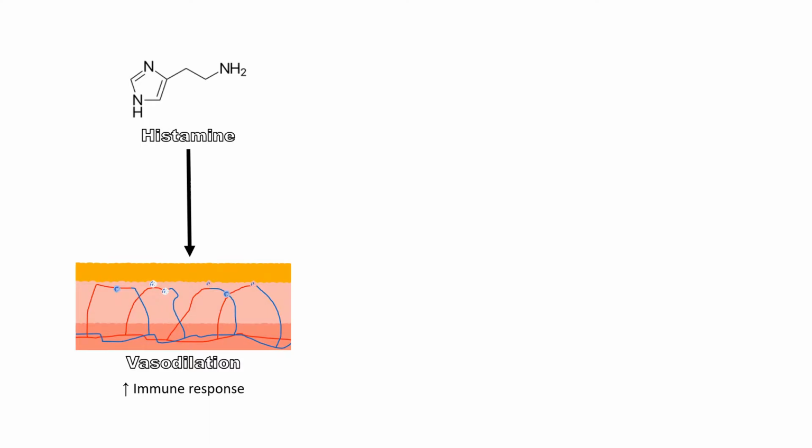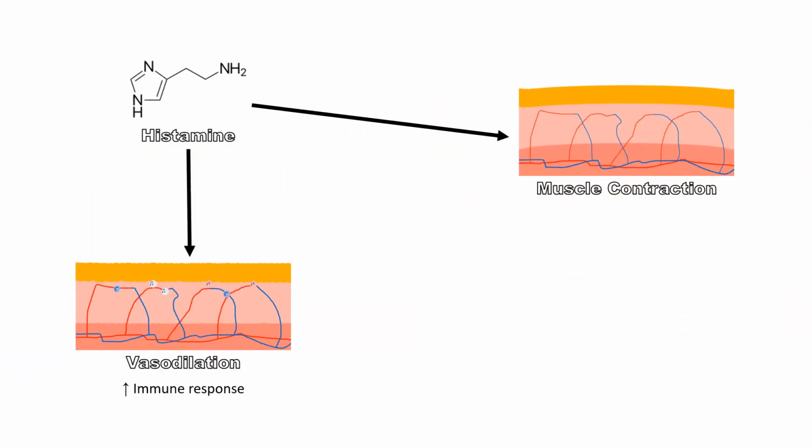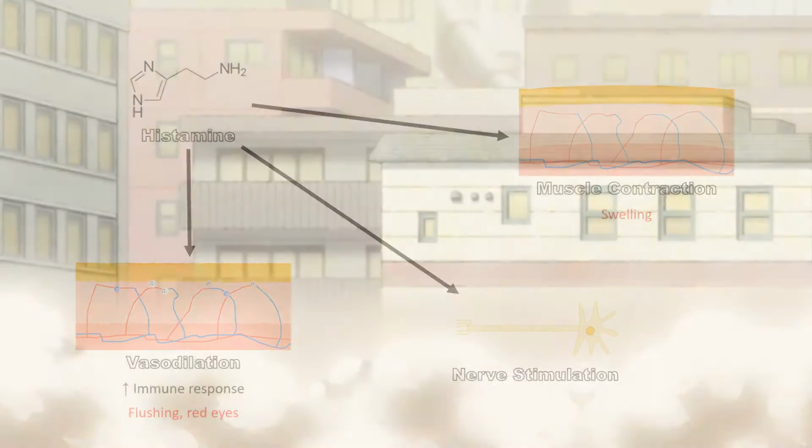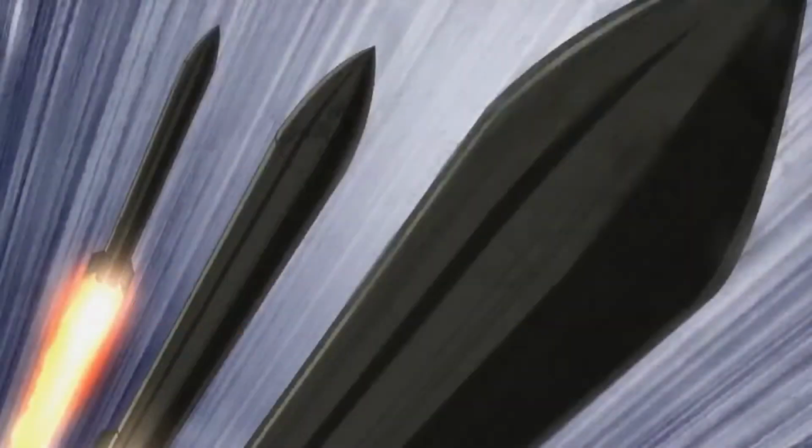Histamine also stimulates other cells which express histamine receptors, such as smooth muscle cells leading to muscle contraction, and nerve cells leading to nervous stimulation. However, excessive amounts of histamine result in overstimulation of these cells. Excess vasodilation results in flushing and bloodshot eyes, excess smooth muscle contraction leads to tissue swelling, and excess nervous stimulation leads to irritation, sneezing, and tearing.